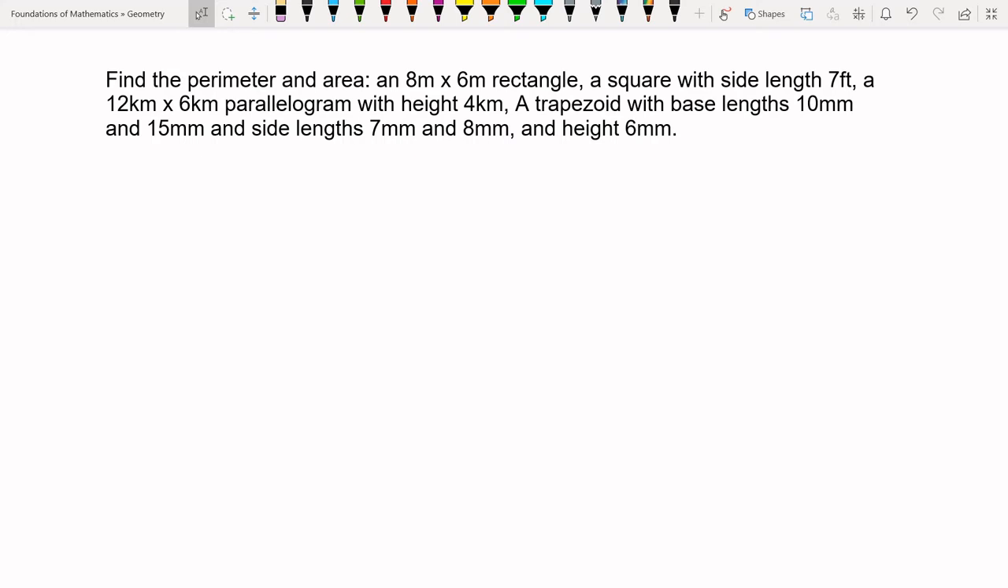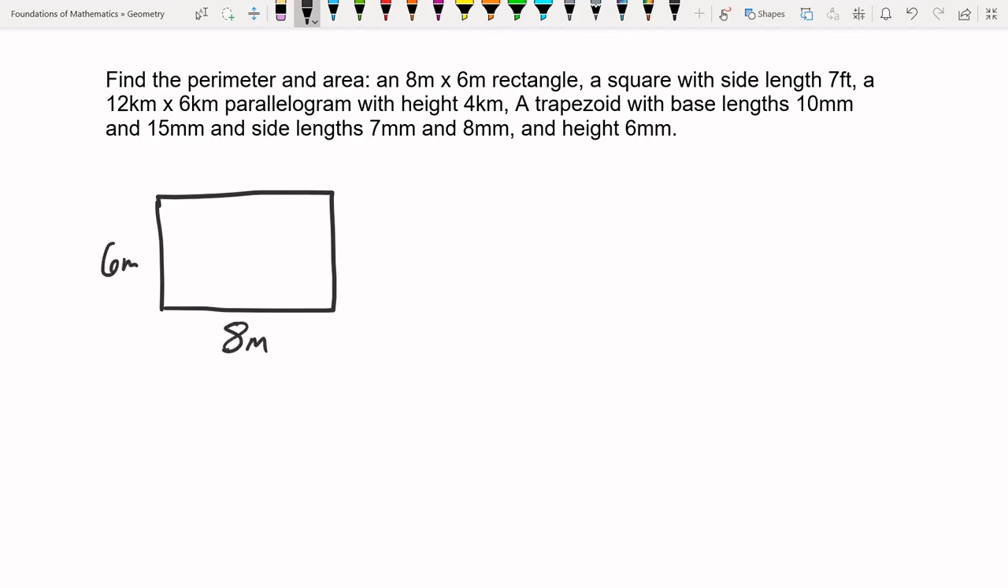Let's just do some problems with these, and I'll show you how we do it in practice, right? The perimeter and area of these figures here: we have an 8x6 rectangle. 8 is typically given to be the length, or I should say the longer side is typically given to be the length. I'm going to write that as an 8 meter by 6 meter rectangle.